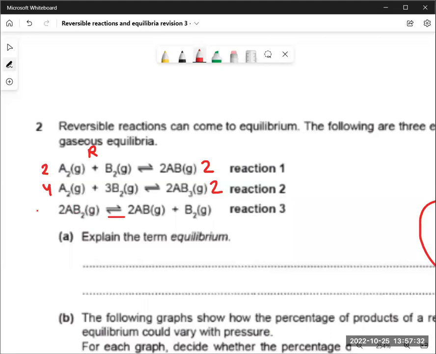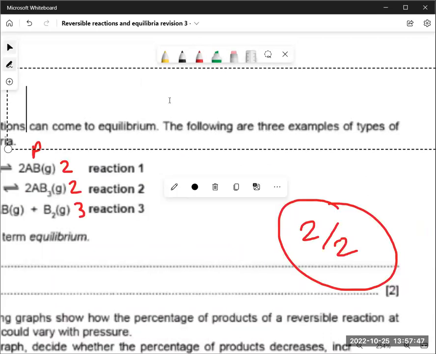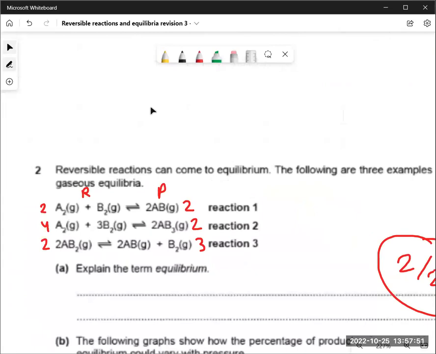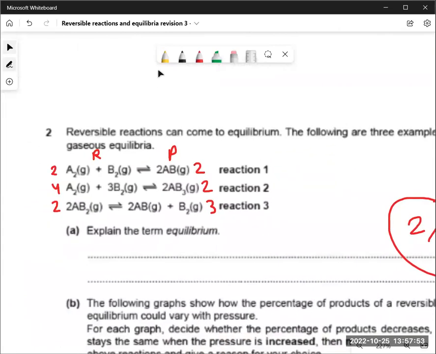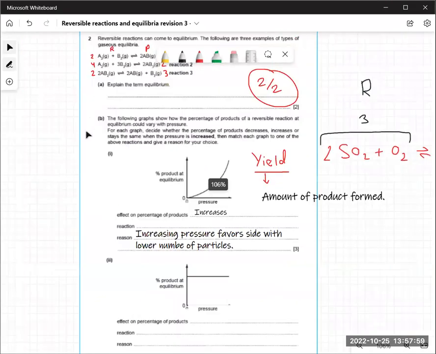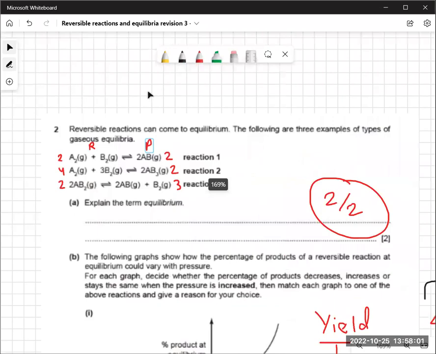Oh, okay. So it's 2 and 3. Now fine. We have this reactant and product. For one reaction to be favored when the pressure is increased, that side must have a lower number of particles. Since I know the product side is increasing here, the product must have a lower number of particles than the reactant.